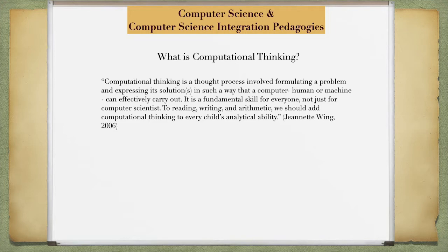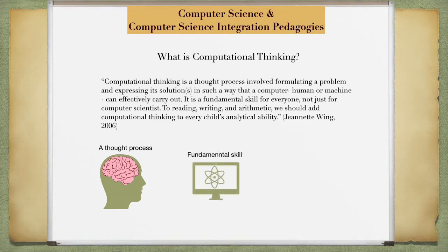To understand the definition, there are three concepts. First, it is a thought process to understand and solve complex problems through using computer science concepts and techniques. Second, it is a fundamental skill for everyone in all industries. Third, it is a fundamental ability that every child should develop.